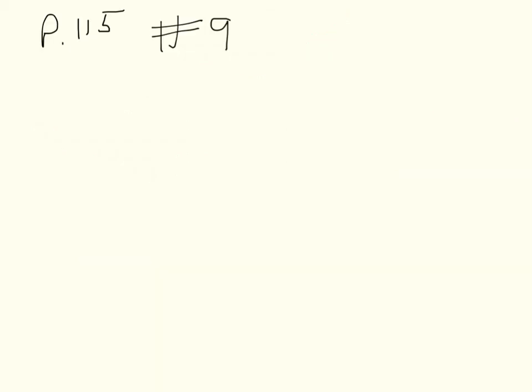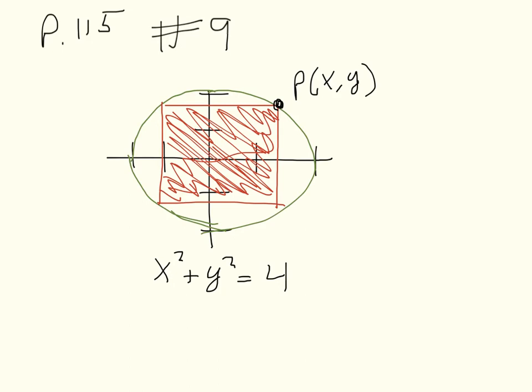So now we're going to do a practice problem from the book. It's a little bit more complicated of a problem. It's going to be on page 115, number 9. So here we have a square inscribed within a circle. The equation for the circle is right here. X squared plus y squared equals 4. So we know it has a radius of 2.